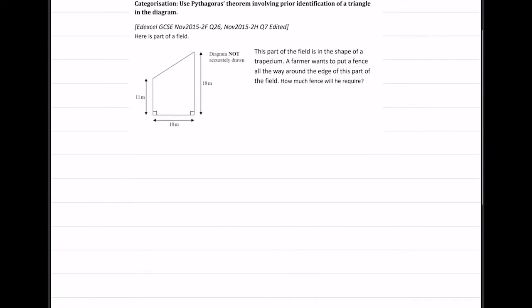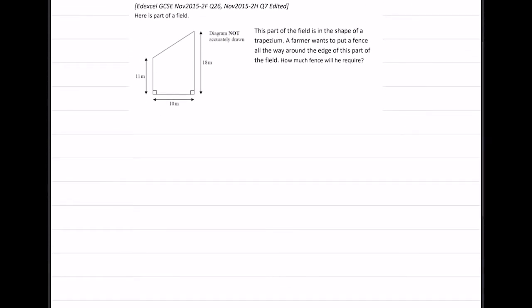Here is a part of a field. This part of the field is in the shape of a trapezium. A farmer wants to put a fence all the way around the edge of this part of the field. How much fence will he require?